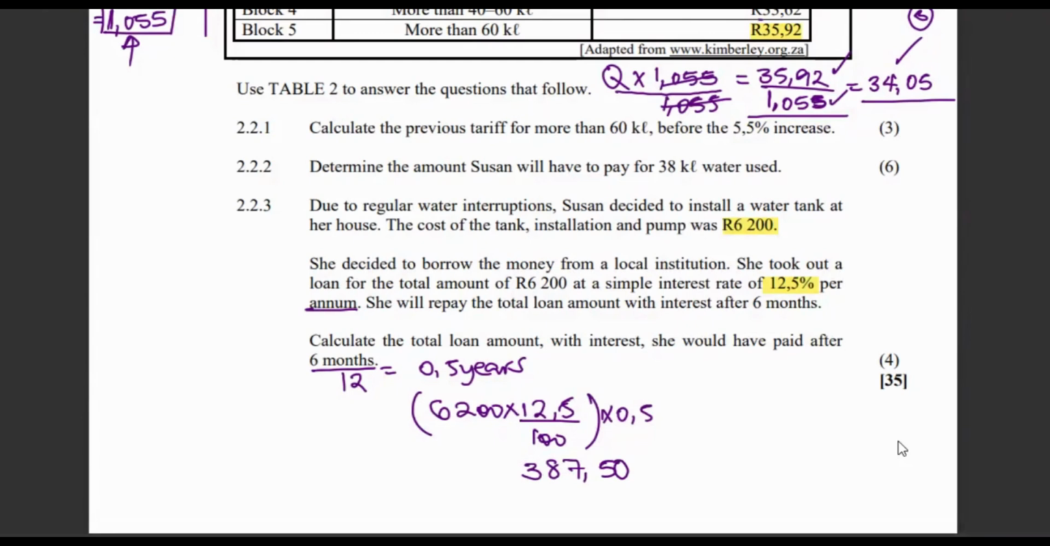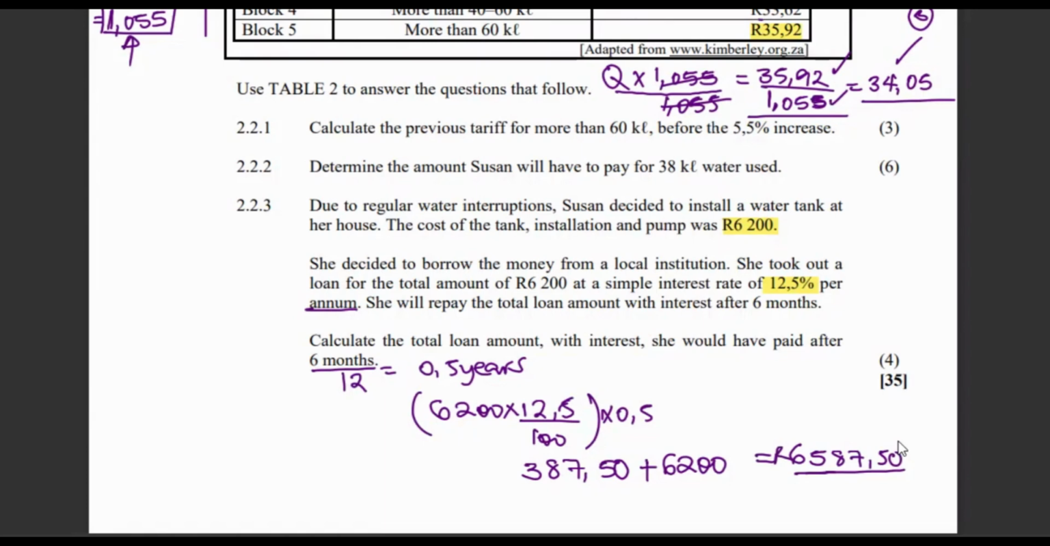Okay, the total loan amount plus the interest. So we add all the money now. Let's add all the money. So at the end, she has 6,587.50. This is the money that she has.